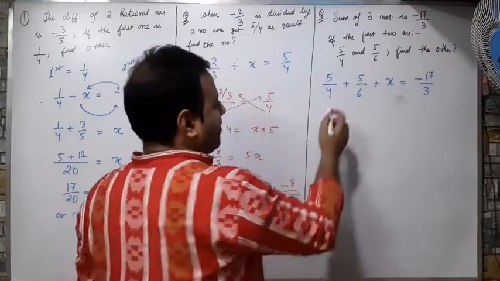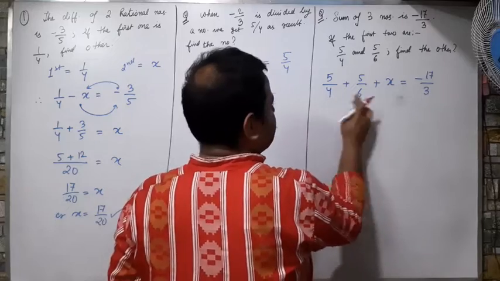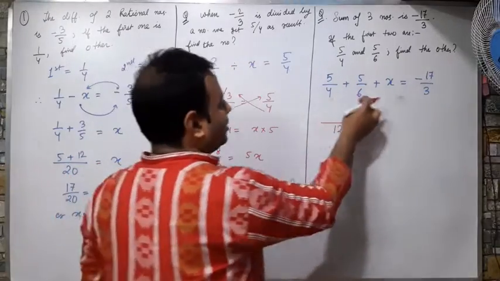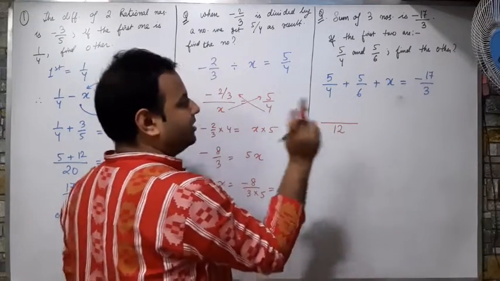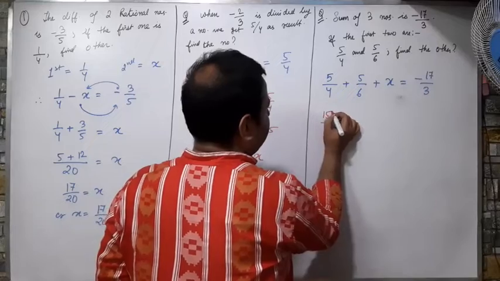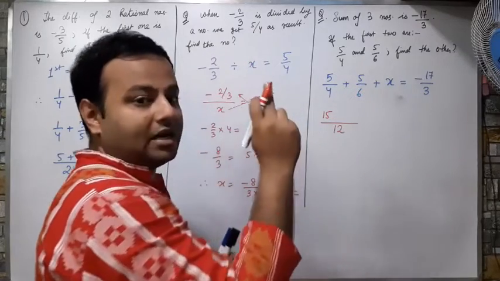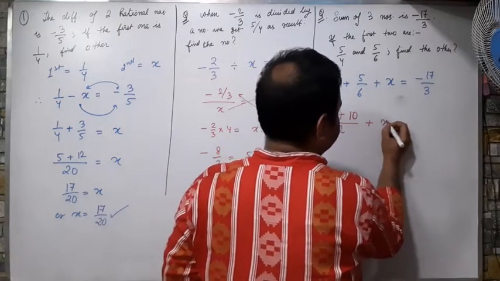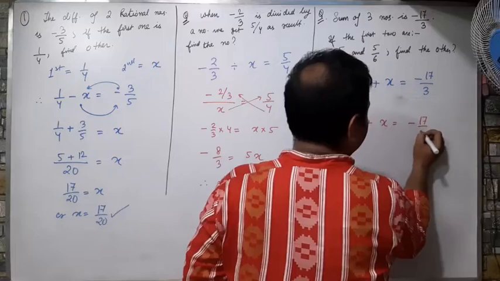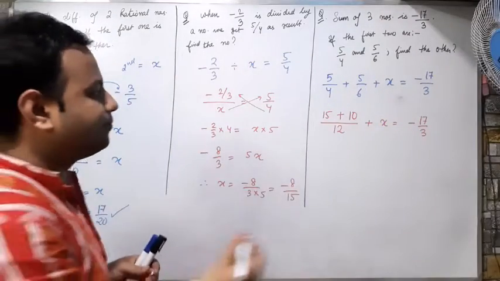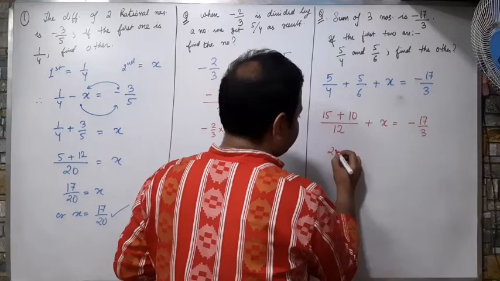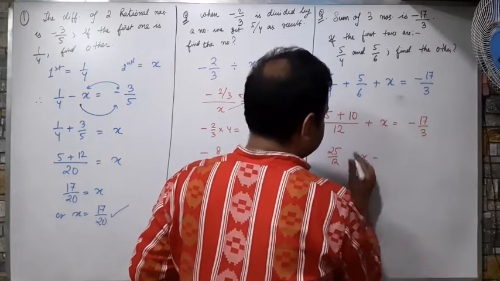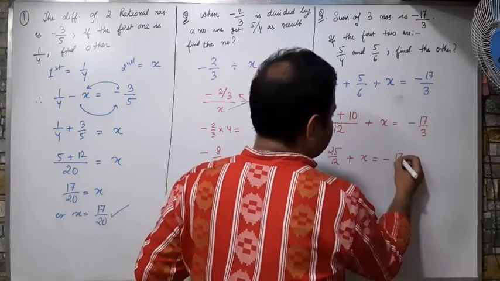How can I solve? I will find the LCM of 4 and 6. What is the LCM of 4 and 6? The LCM of 4 and 6 is 12. So 4, when converted to 12, has to be multiplied with 3. So I will multiply 3 with this one, 15. 6, when converted to 12, has to be multiplied with 2. So I will multiply this with 2. There is a plus in between. Okay, then 15 plus 10 is 25 by 12 plus x equals to minus 17 by 3.